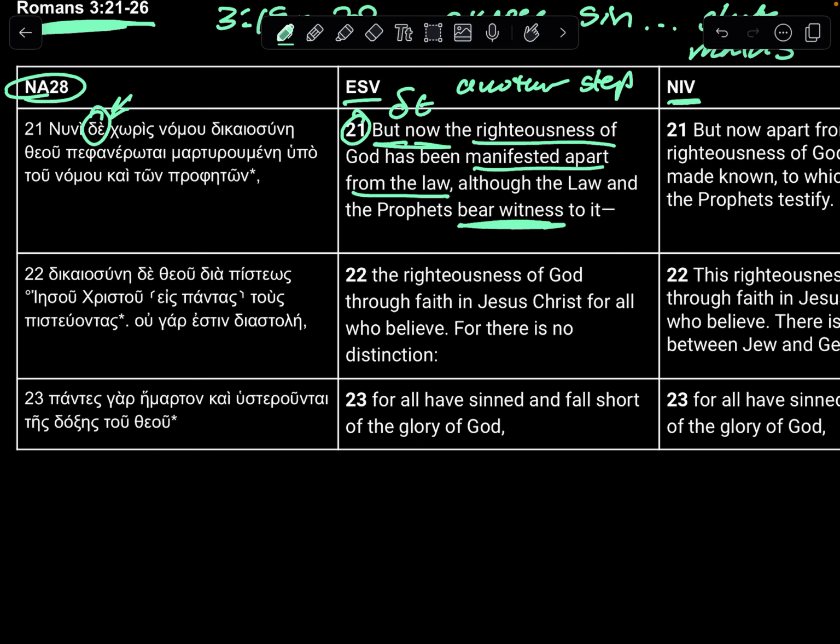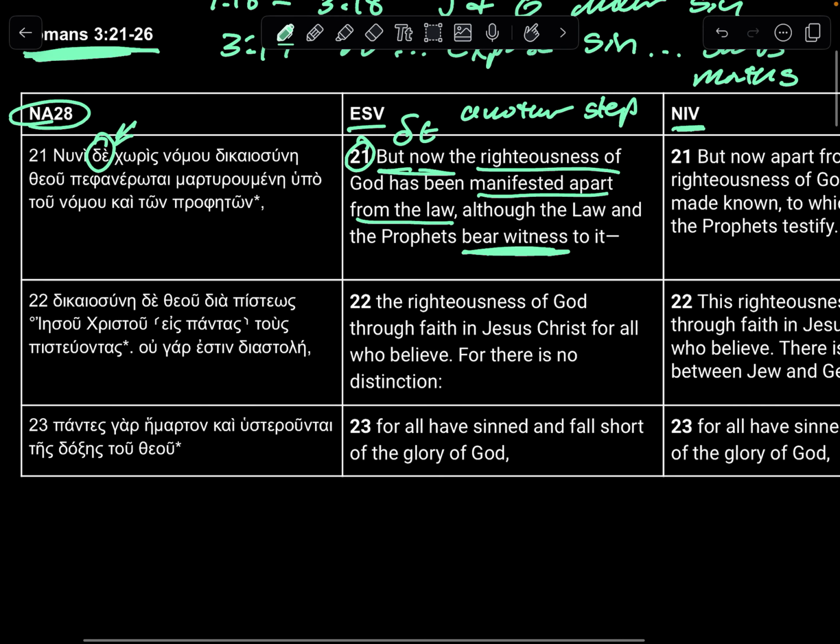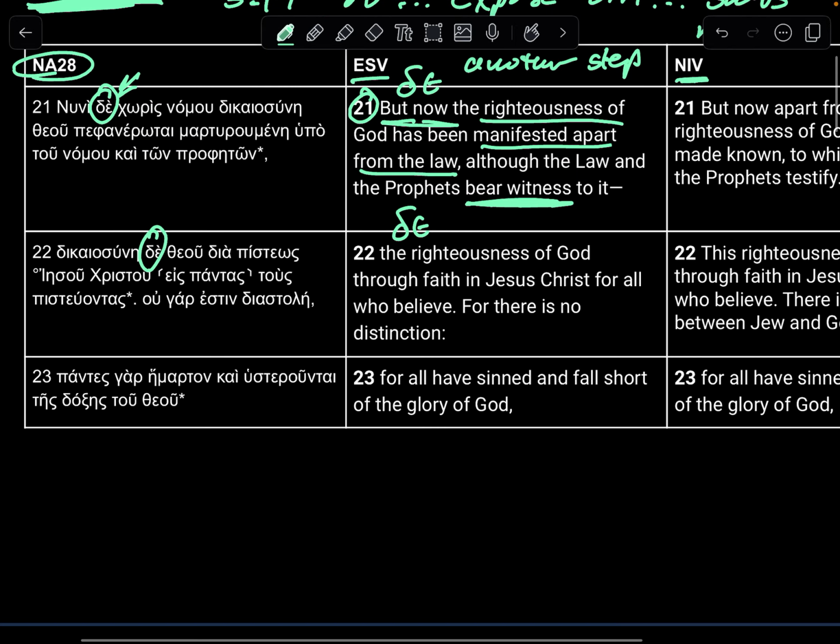Let's just go on to verse 22. Now here, unfortunately, in the ESV, we don't have our connector translated. Our connector, once again, is de, which means another step, right? So here we see that the righteousness is manifested apart from the law, but we see the witness to it in the law and the prophets. But here we find where that righteousness is revealed. It is revealed where? Through faith in Jesus Christ for all who believe.